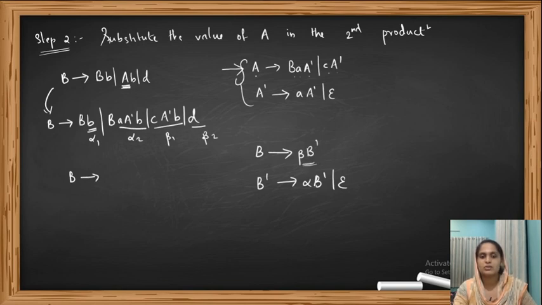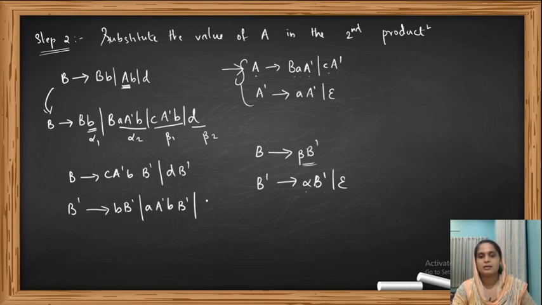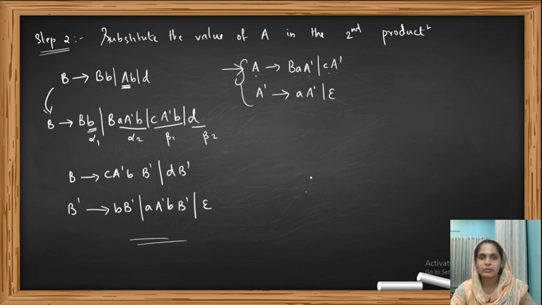Thus we can write this production as B produces beta B dash. Here we have two beta values. So beta 1 B dash bar beta 2 B dash. Beta 1 is C A dash b B dash bar beta 2 B dash. Beta 2 is d, so d B dash. And B dash is, the value is alpha B dash, right? Alpha B dash bar epsilon. Alpha means here we have alpha 1 and alpha 2. So alpha 1 B dash, alpha 2 B dash bar epsilon. Alpha 1 is b, B dash bar, alpha 2. Alpha 2 is A dash b. So A dash b B dash bar, finally epsilon. So this is our final grammar. Now we can rewrite our final grammar.